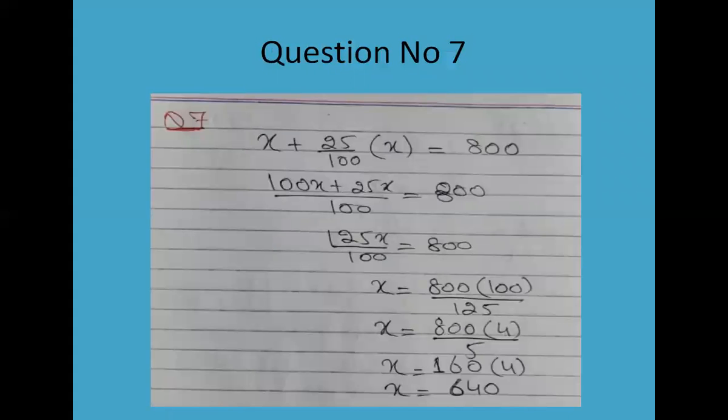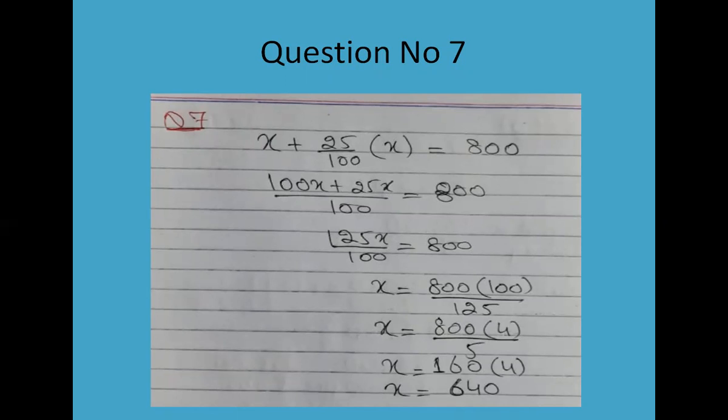Okay, so I suppose that the cost they paid is X. So they made a profit of 25% on X, and then they got 800. So X plus 25 by 100 into X is equal to 800. So when you take the LCM, both the terms have X, so they can be added. So 100X plus 25X divided by 100 is equal to 800. So 125X divided by 100 is equal to 800.